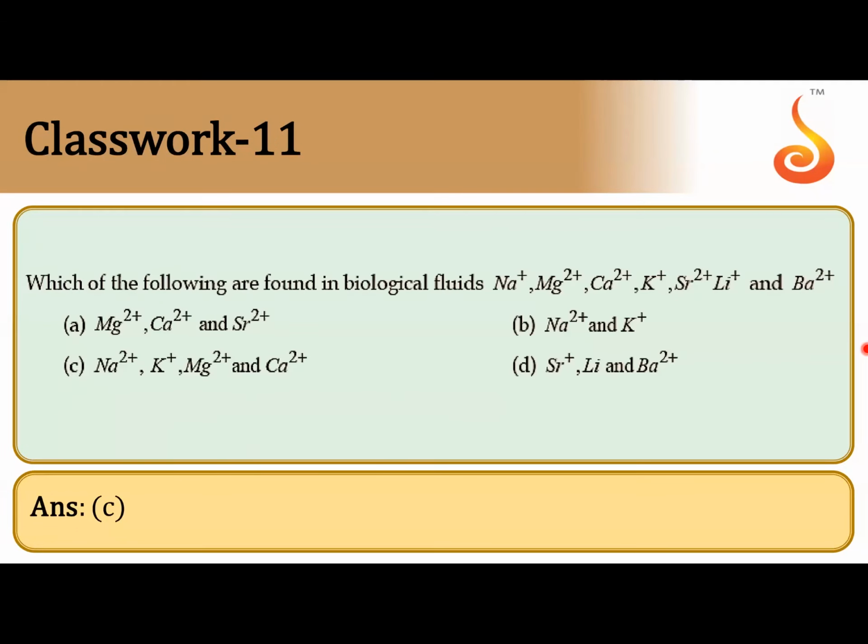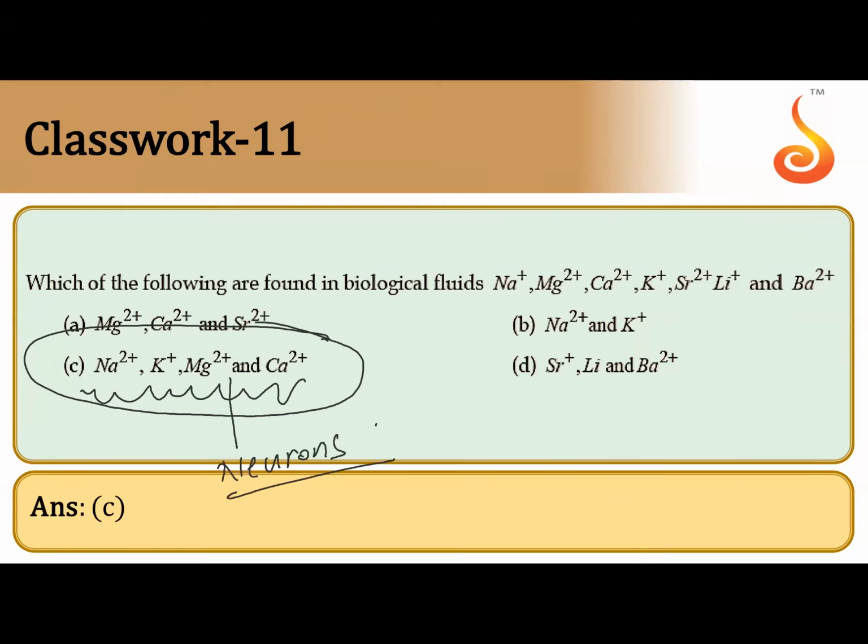Next slide. Which of the following is found in biological fluids? Very simple. It's related to the biological question. In biological fluids, you have sodium, potassium, magnesium, and calcium. These ions are all available in the neurons in the brain. Therefore, they are available in the biological fluids. Also, they are available in the cells, but not strontium or barium. Therefore, option C is correct.